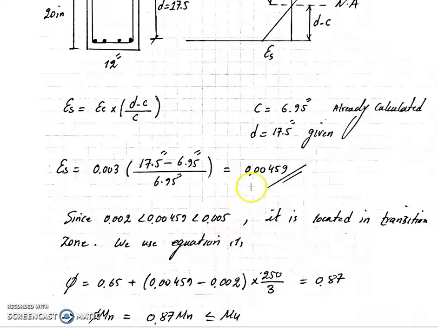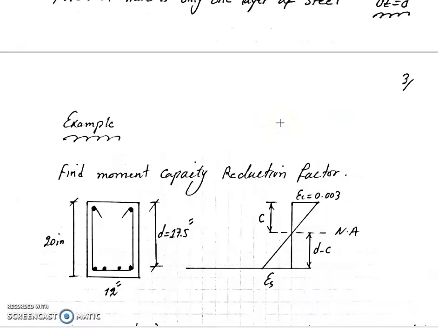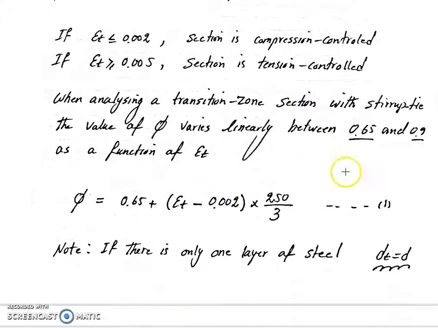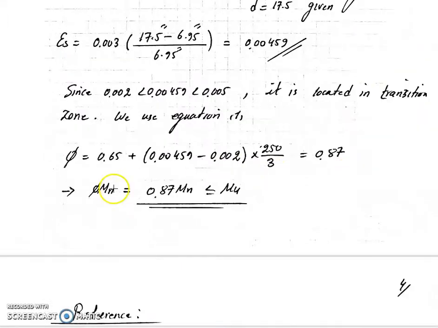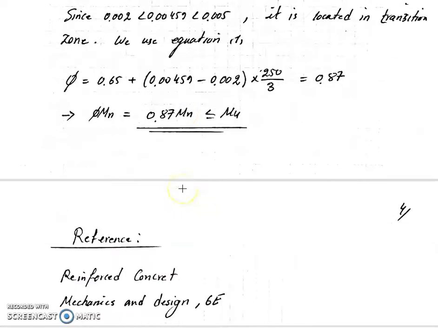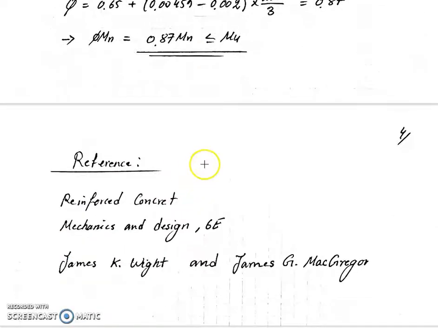Since it's located in between the compression and tension zones, we use that equation. We use our equation 1, this equation, and find our phi. So we plug in all those values and we get our phi as 0.87. So our phi Mn is equal to 0.87 Mn.